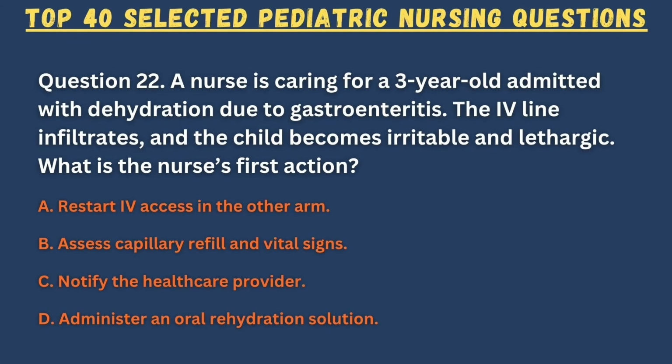Question 22. A nurse is caring for a 3-year-old admitted with dehydration due to gastroenteritis. The IV line infiltrates, and the child becomes irritable and lethargic. What is the nurse's first action? A. Restart IV access in the other arm. B. Assess capillary refill and vital signs. C. Notify the healthcare provider. D. Administer an oral rehydration solution.